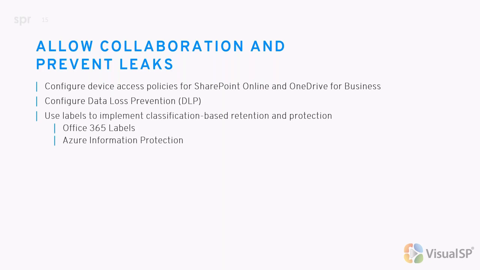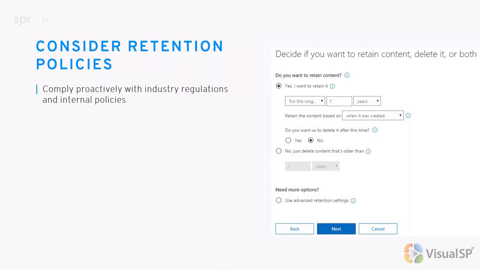Another nice feature is using labels to implement classification-based retention and protection policies. Office 365 labels came out last year, I believe, and the default capabilities allow you to set retention policies against those labels. But if you have Azure Information Protection, which is an elevated license level under E5, I believe, then you can apply other policies as well. I'm actually going to show you a little bit about that in just a minute.